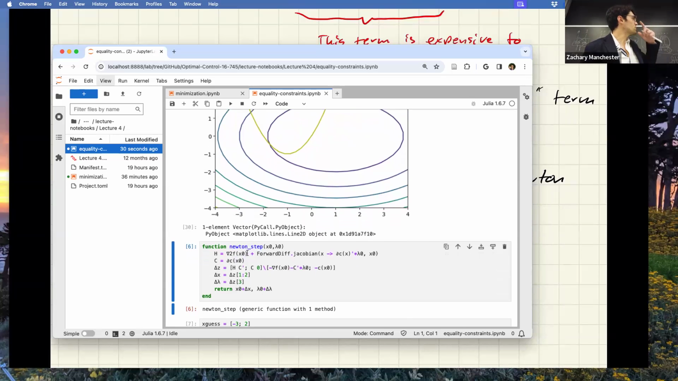Now I'm going to write down my Newton step. First is the Hessian. In this case I'm just going to use ForwardDiff. I hand wrote the Hessian of f because that was easy.